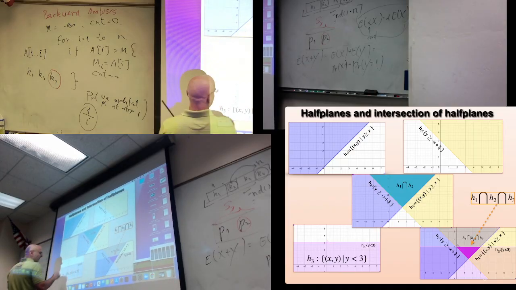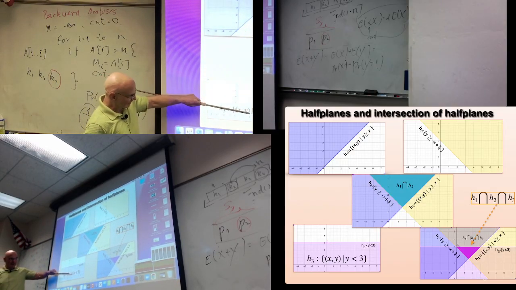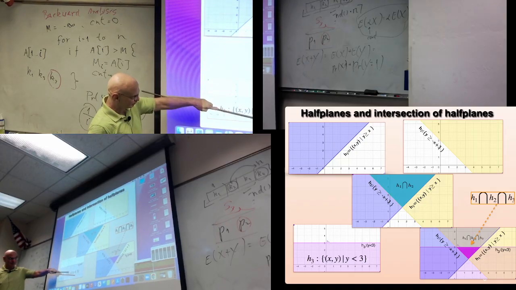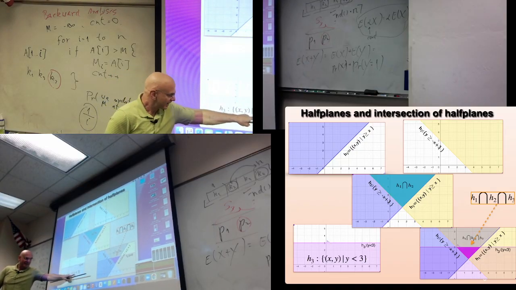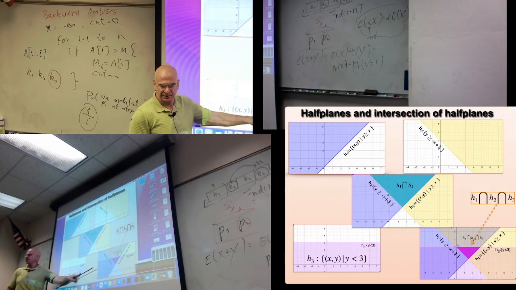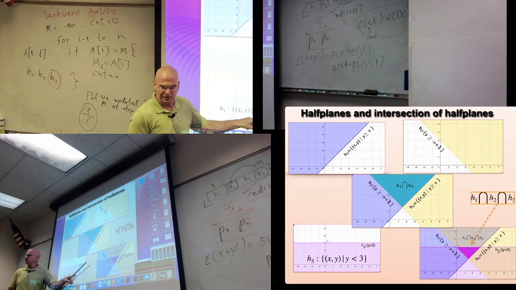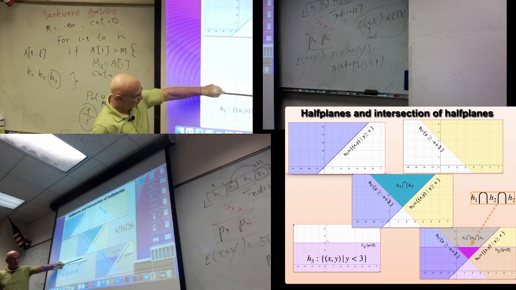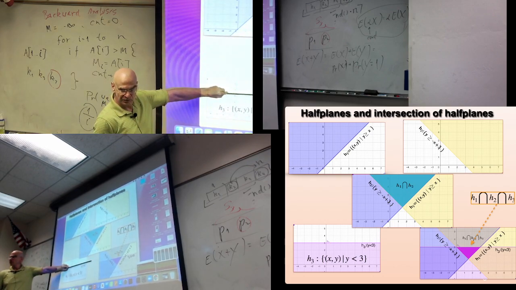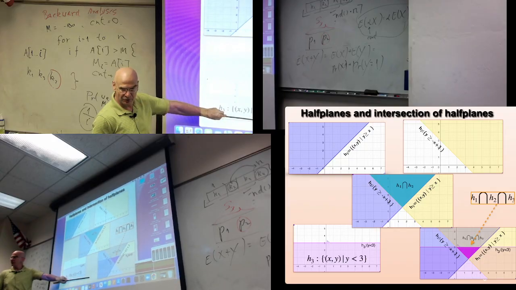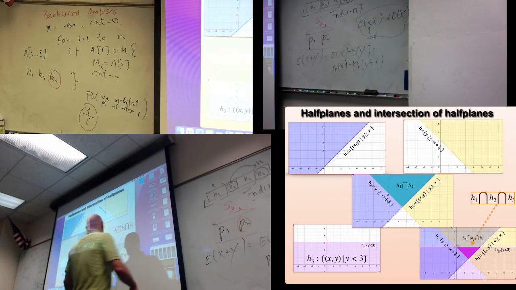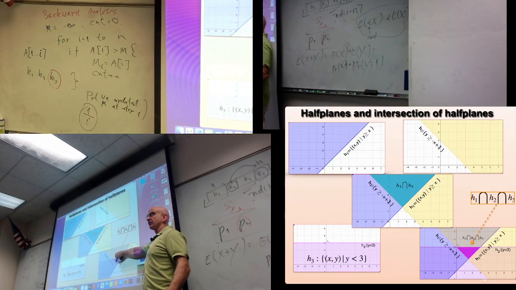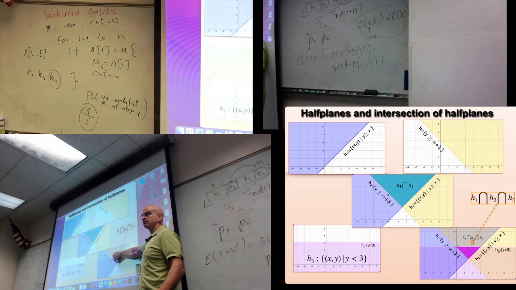Another half plane: all the xy such that y is smaller than 3. So where is x in this equation? x doesn't appear. It's all the points xy such that no matter what x is, y is at most 3. Where is the line y equals 3? It's a horizontal line, and the half plane is all the points on this line or below. And now I can ask what is the intersection of these three half planes, this region.